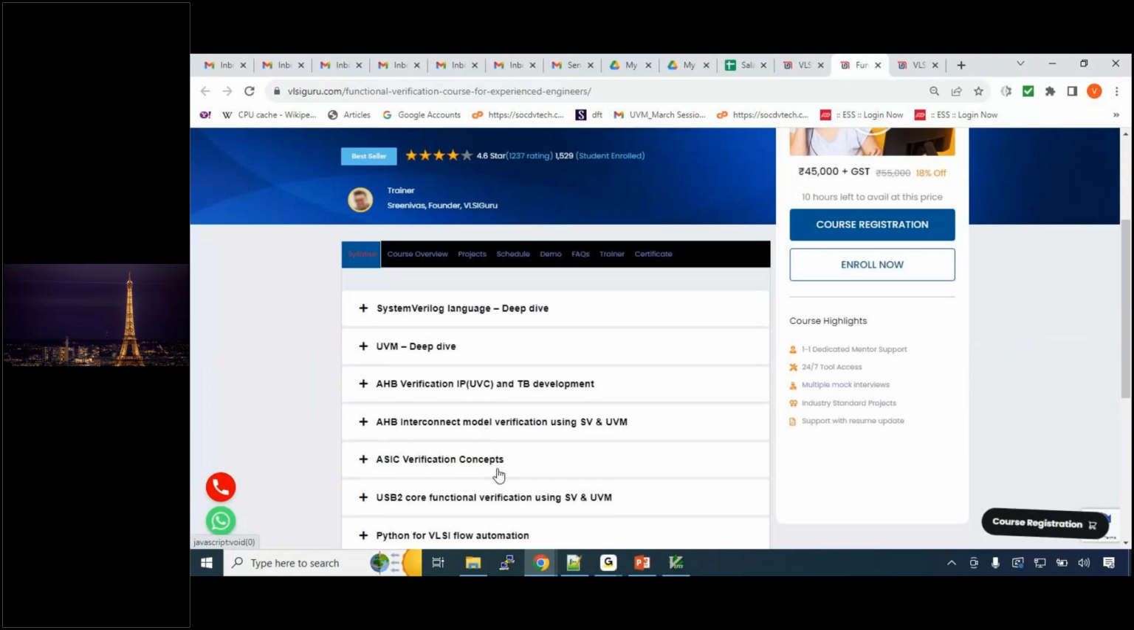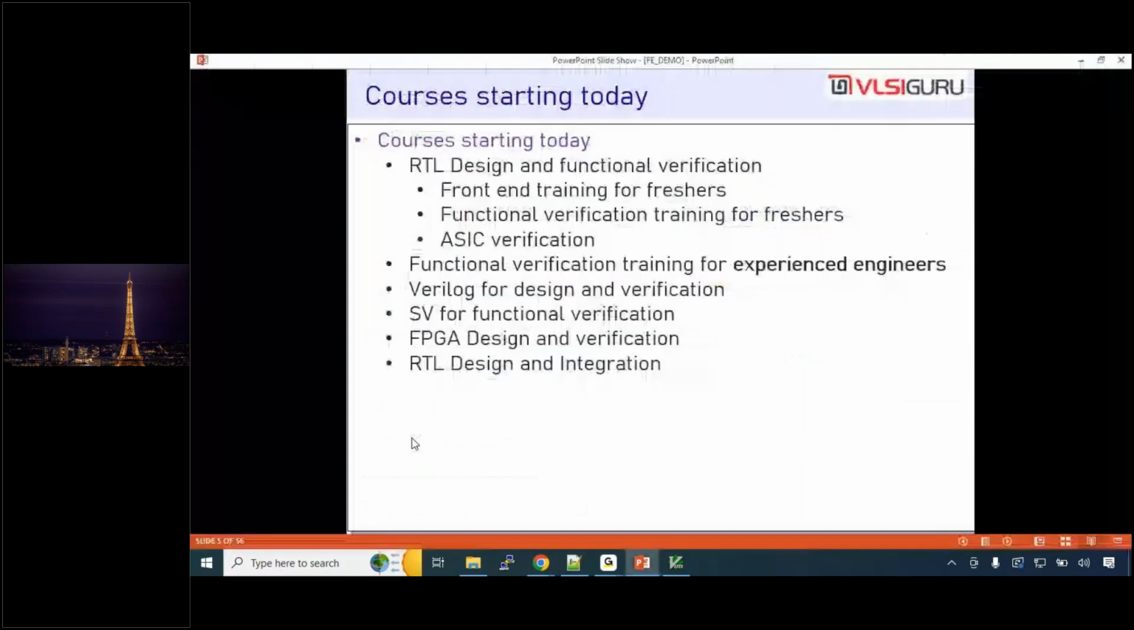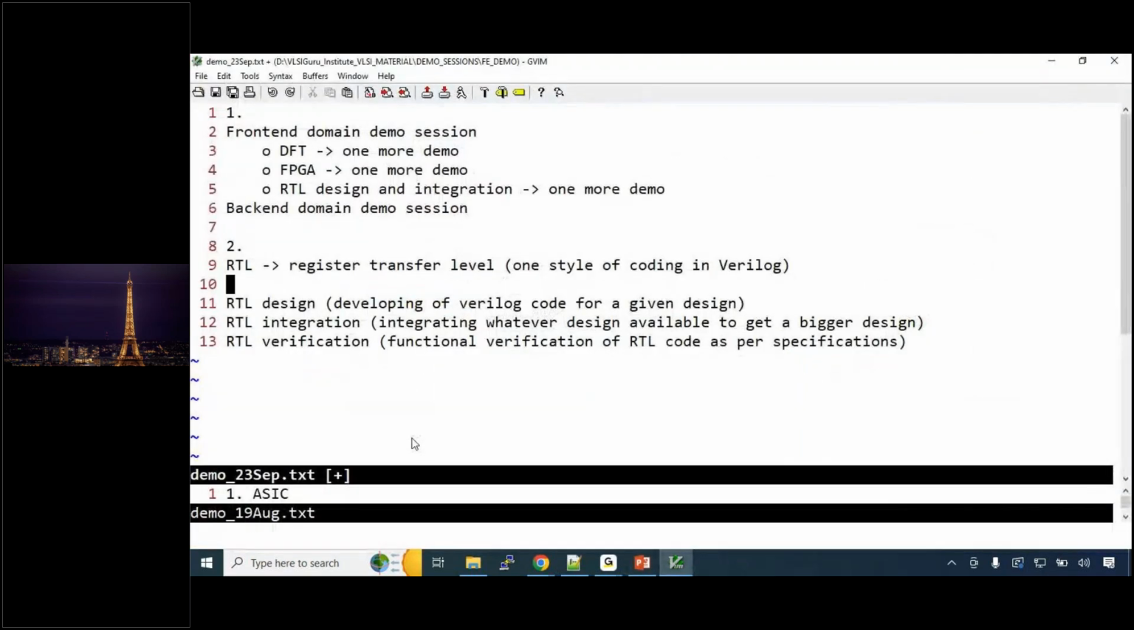The only difference, then you may say, is it the same as the freshers course, except for those three things? No, there is a difference. The difference is a fresher will do only constructs training. UVM advanced level training we won't give to the freshers. For freshers, as much as required from a 1 to 2 years experience perspective, that only we teach. In the fresher course, UVM is covered only from a 2 years experienced engineer perspective.